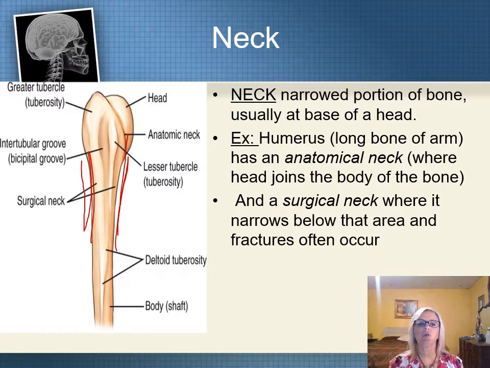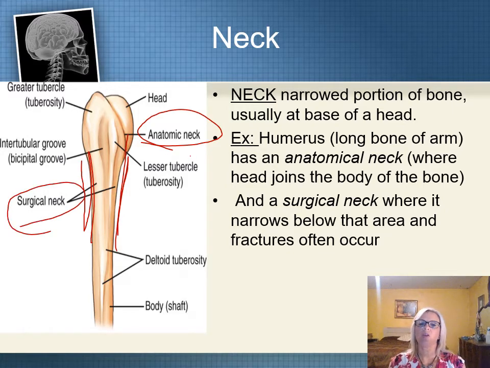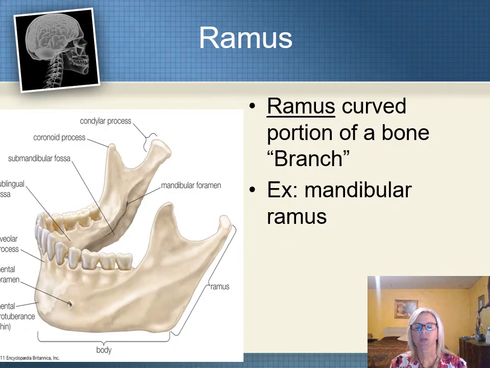So we're looking at the humerus here, which is the long bone of the arm, and it has an anatomical neck where the head joins the body of the bone, and a surgical neck here where it narrows below that area. And this is often where fractures occur. We mentioned this before, but it deserves mentioning again. Ramus is a curved portion of the bone, or branch. And so here we have the mandibular ramus.